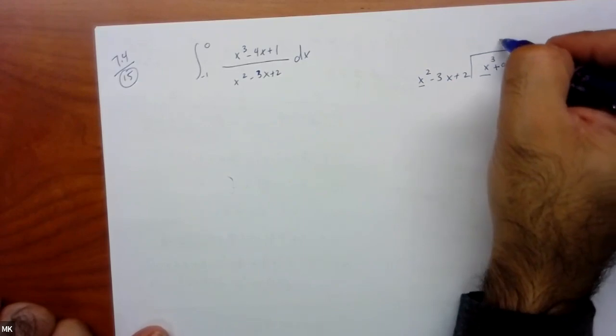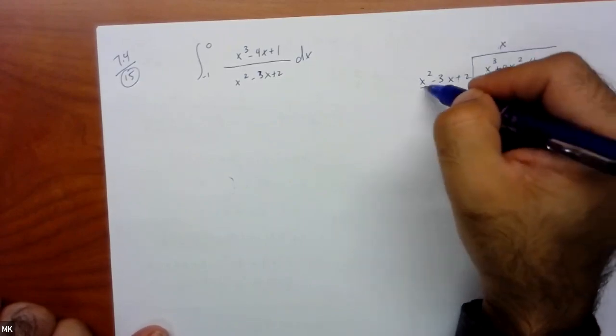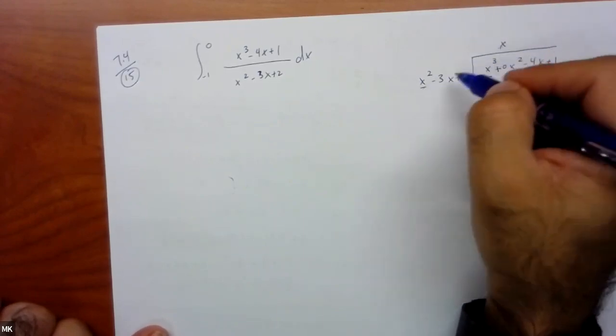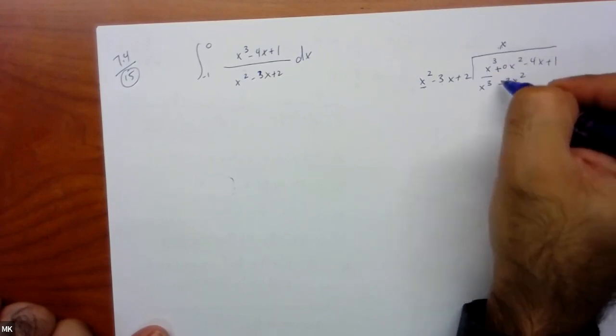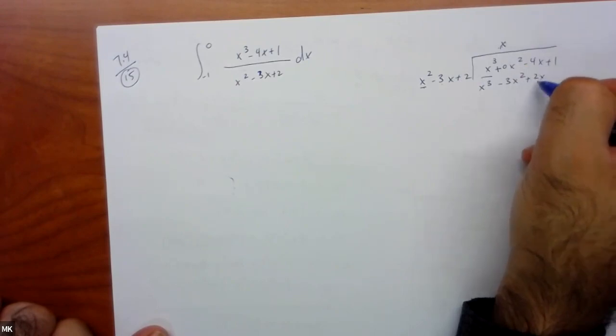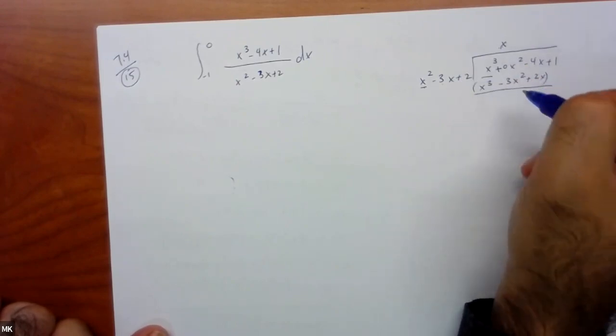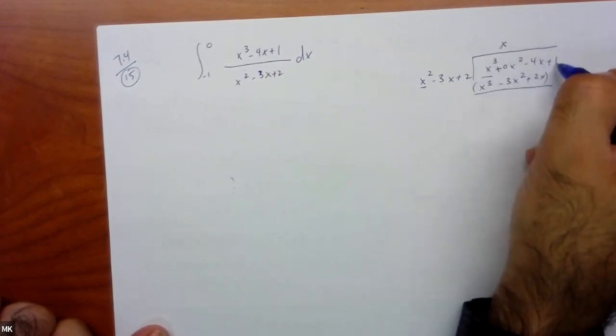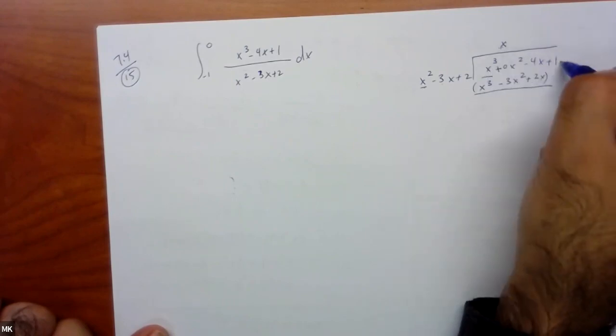X squared and x cubed, x times. So you get x times x squared is x cubed. X times 3x is negative 3x squared. That's why I put a placeholder for x squared. X times 2 is 2x. Just like long division of numbers. So make sure you have placeholder for all the powers of x going from the highest to the lowest.